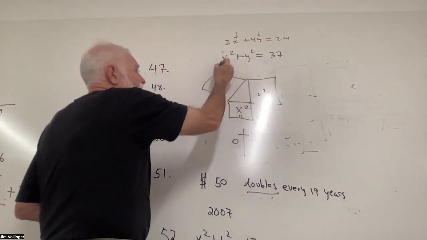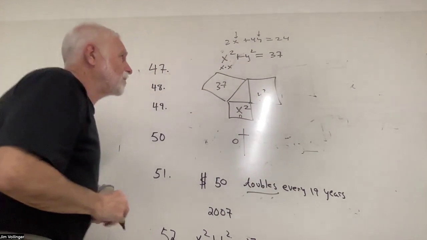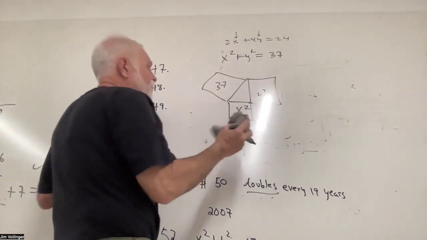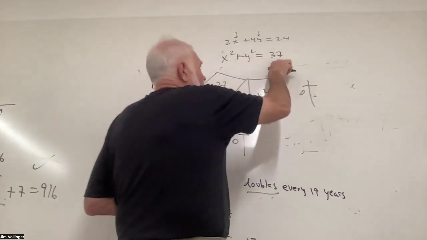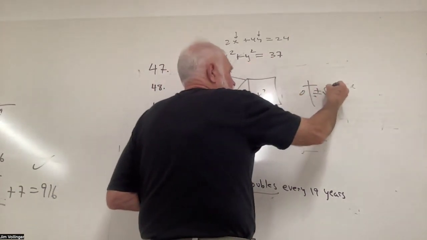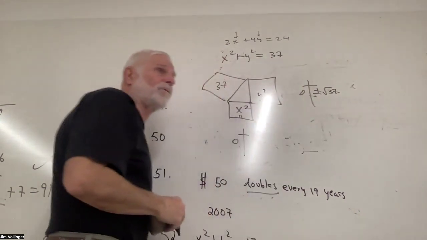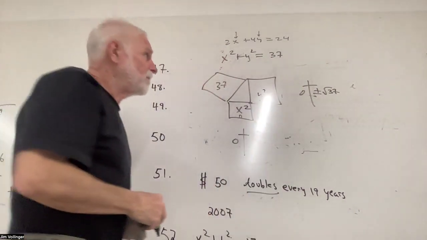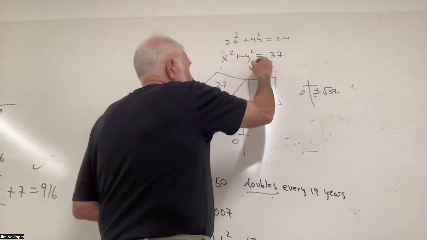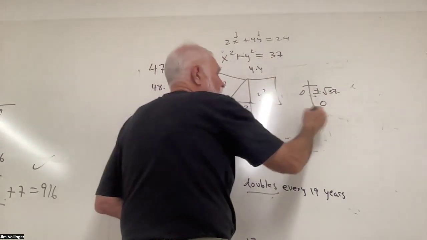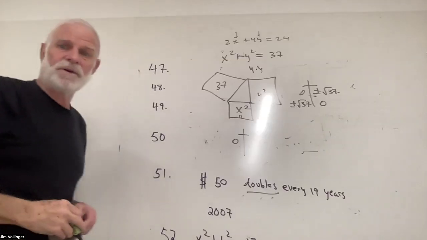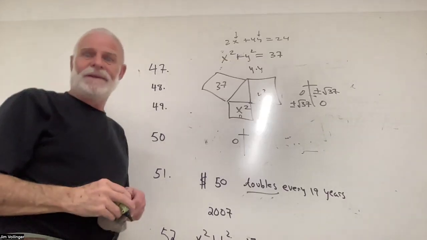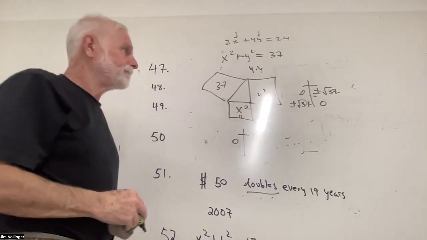X squared's a product. It's x times x. So what number should we put in here? 0. And if I put a 0 in there, y squared equals 37, so y is plus or minus the square root of 37. I got 2 coordinates right now. I'm done. But it's also true that y squared is y times y. And if I put a 0 in there, I get plus or minus the square root of 37. And now I'm showing the instructor I got 4 coordinates. I got 2 more that are a gift.